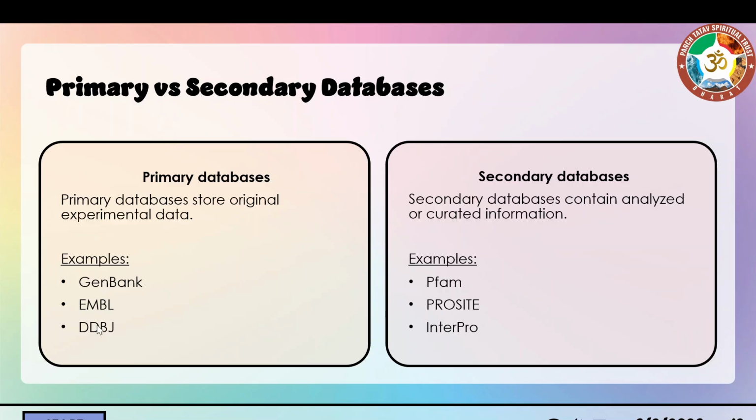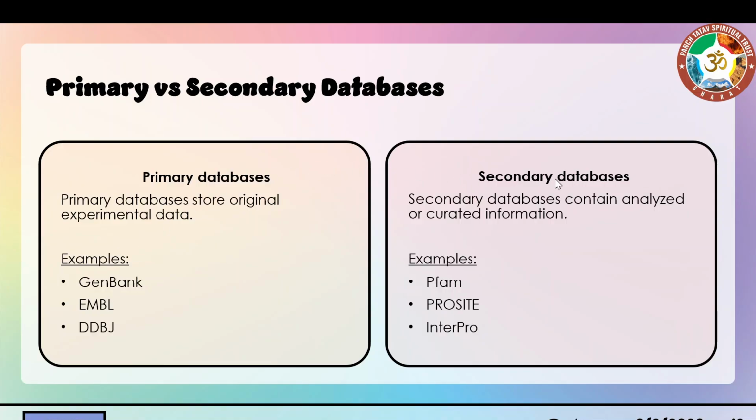These are some examples of the primary database: GenBank, EMBL, DDBJ. So these are called primary databases. Okay, don't worry, we will learn all these databases one by one. So are we clear with the primary database definition?